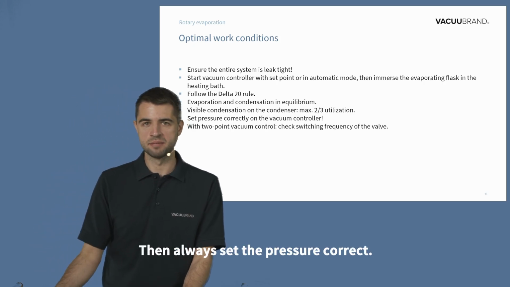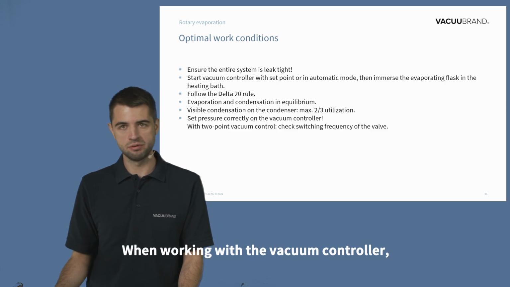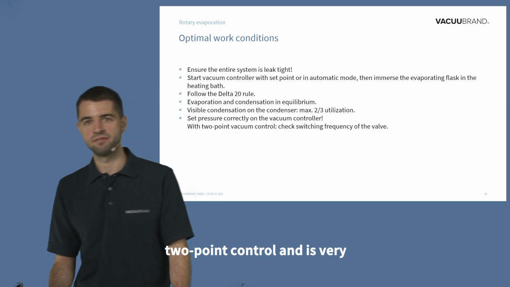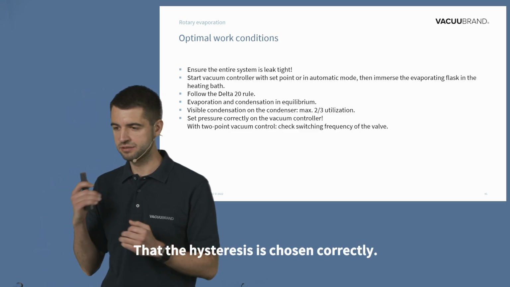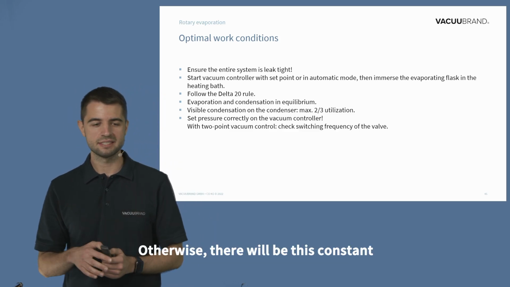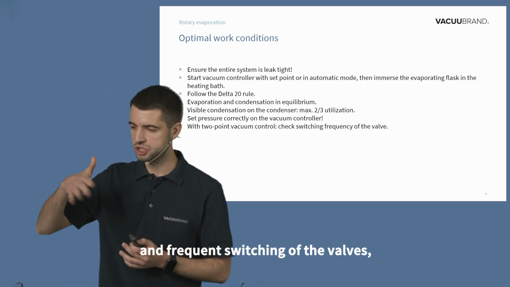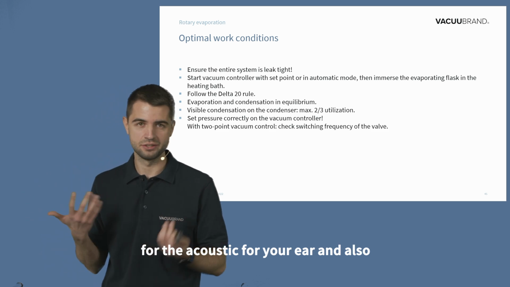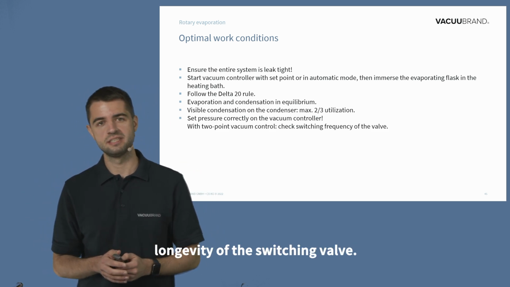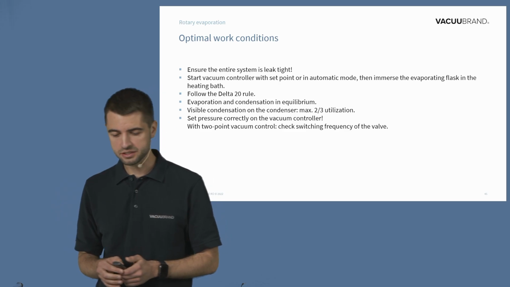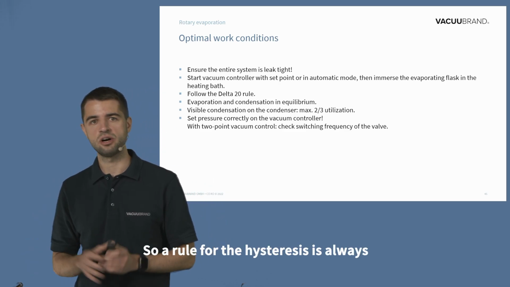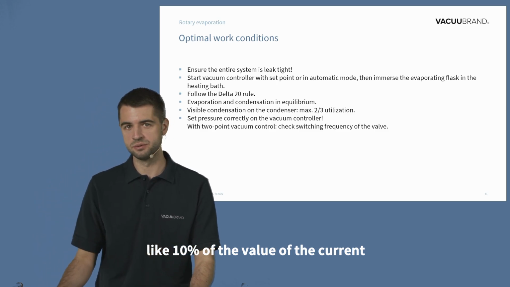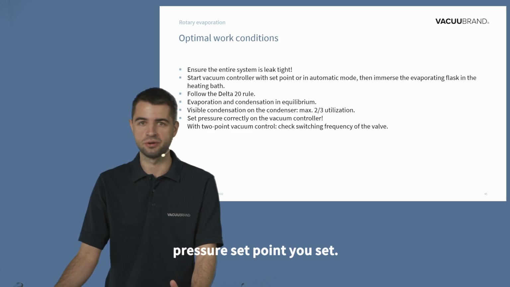Then always set the pressure correctly when working with the vacuum controller. This is especially important for the 2-point control, and it is very important that the hysteresis is chosen correctly. Otherwise, there will be constant and frequent switching of the valves, which is on the one hand very annoying for your ear, and also not good for the longevity of the switching valve. So a rule for the hysteresis is always about 10% of the current pressure set point you set.